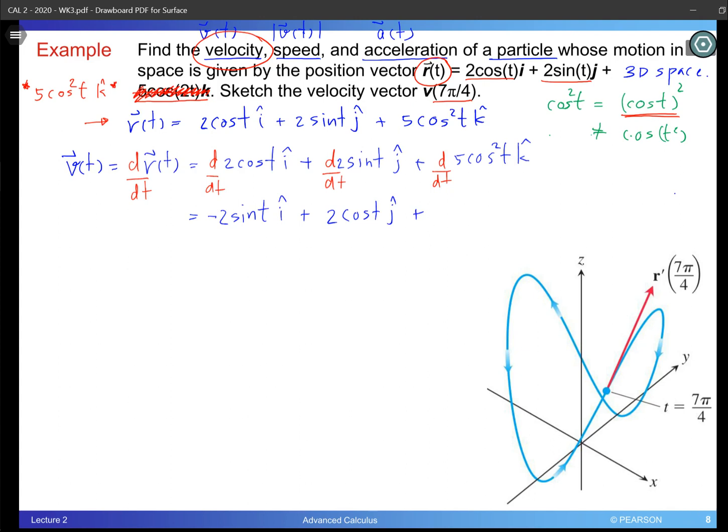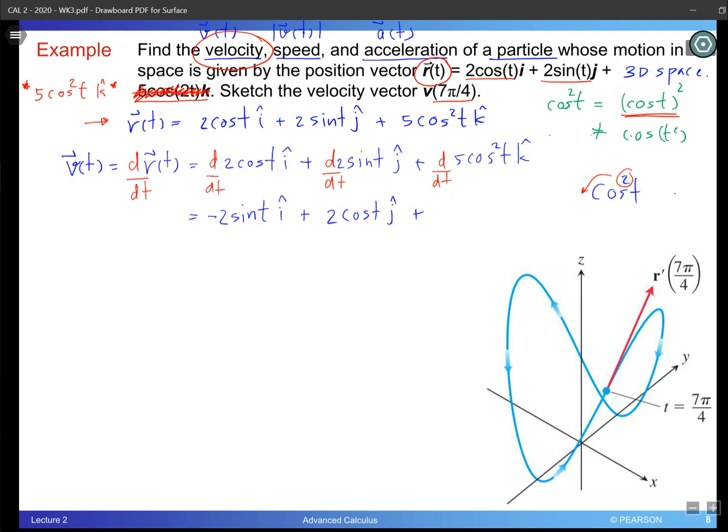Plus here I need to differentiate 5 cosine t square, and since cosine t has the square, I need to apply the chain rule. As you can see here, when you look at cosine t square, the outermost function is the square. So the first thing I'm going to need to do here is to apply the power rule. So the power is going to come down, and the remaining power has to decrease by 1.